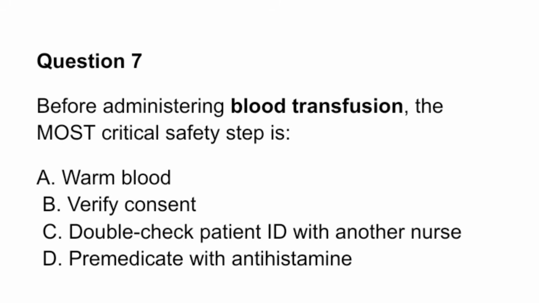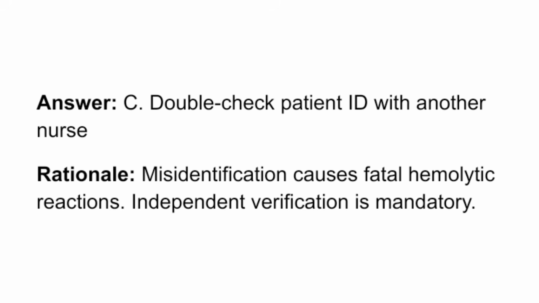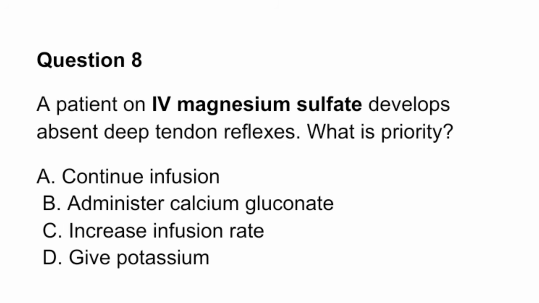Question 7. Before administering blood transfusion, the most critical safety step is A. Warm blood. B. Verify consent. C. Double-check patient ID with another nurse. D. Pre-medicate with antihistamine. Answer: C. Double-check patient ID with another nurse. Rationale: misidentification causes fatal hemolytic reactions. Independent verification is mandatory.